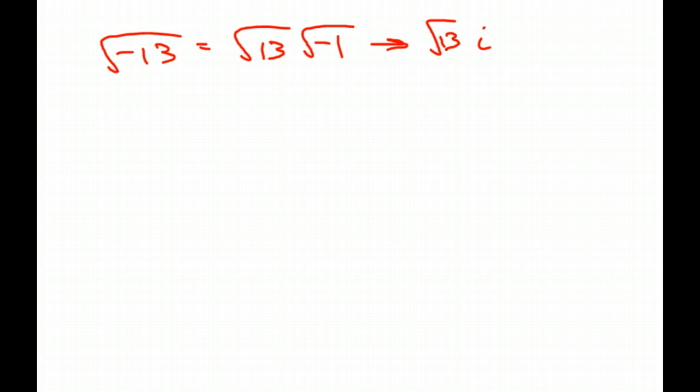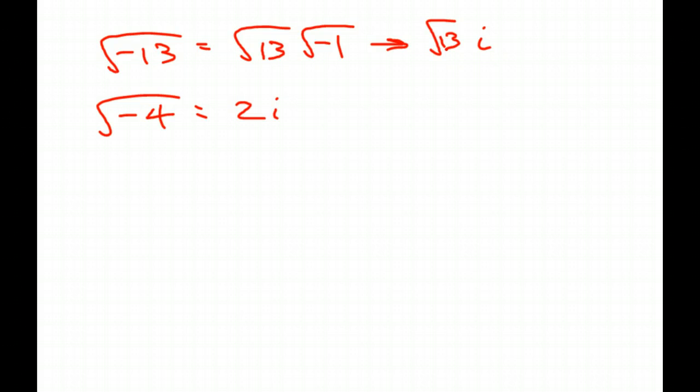Okay. Square root of -4 equals the square root of 4 times the square root of -1. The square root of 4 is 2, and the square root of -1 is i. So it equals 2i.